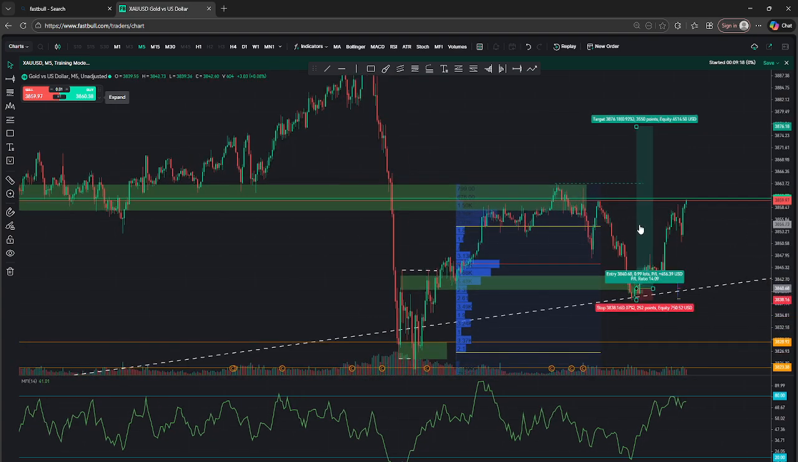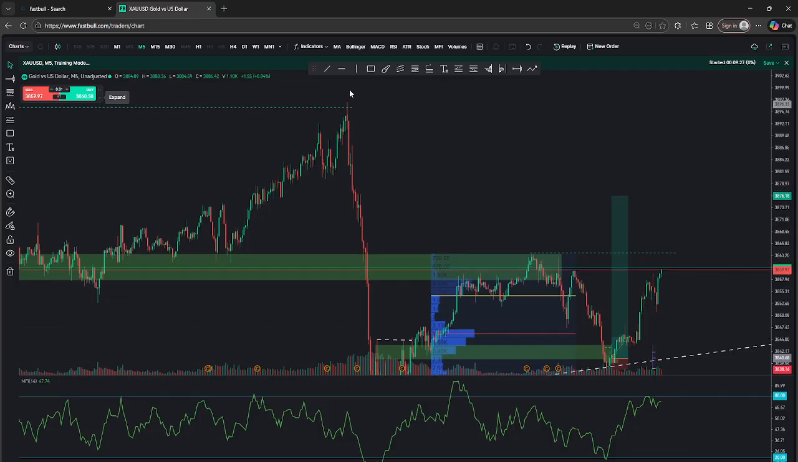That one is on first take profit targeting this level. So second take profit to be targeting the higher level.